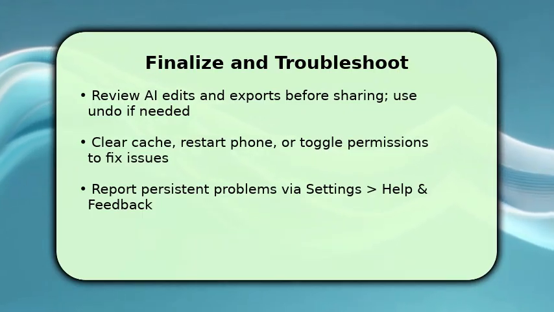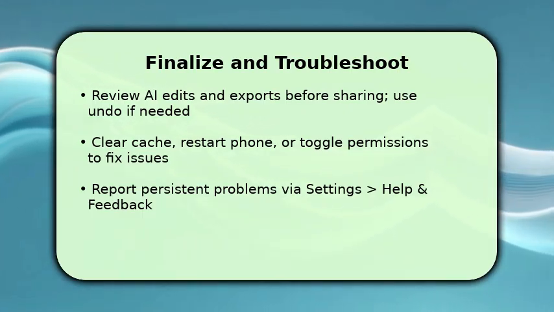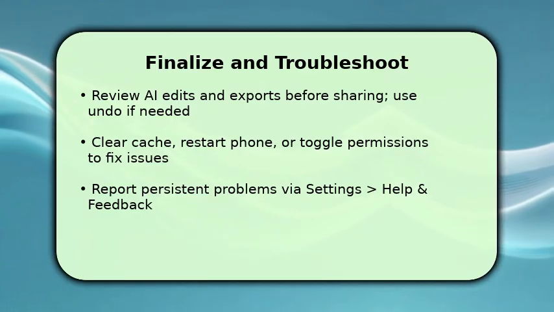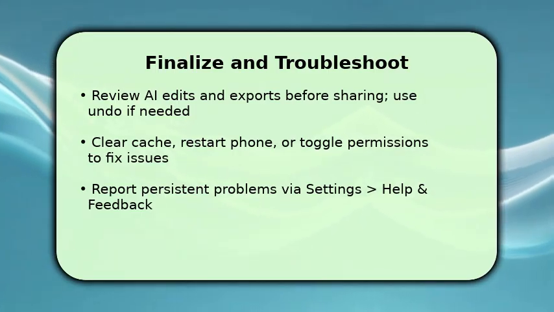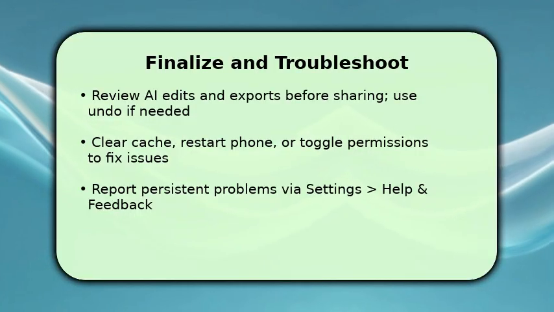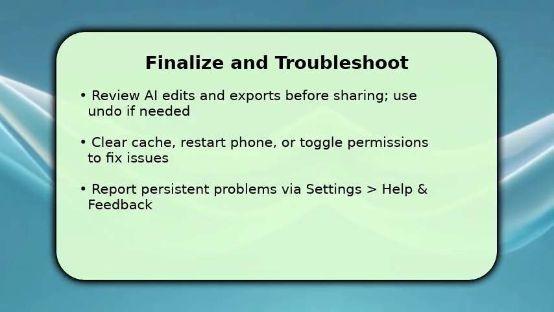Once remedied, re-attempt the action and test with a short file or photo. If problems persist, report through settings help and feedback so logs can be submitted. This ensures reliable Pixel 9 Pro AI performance going forward.